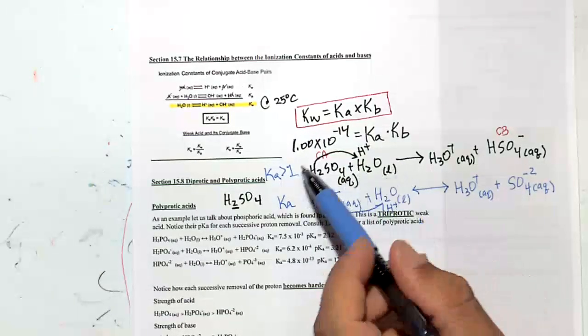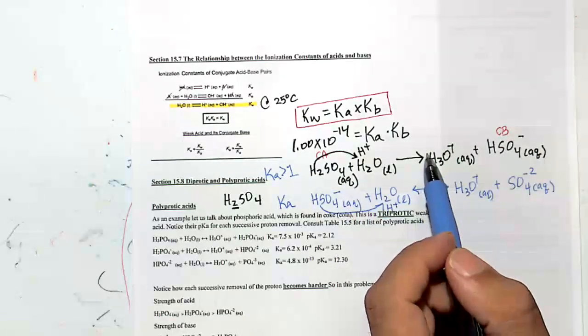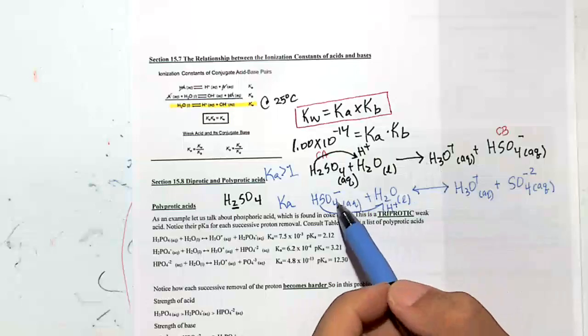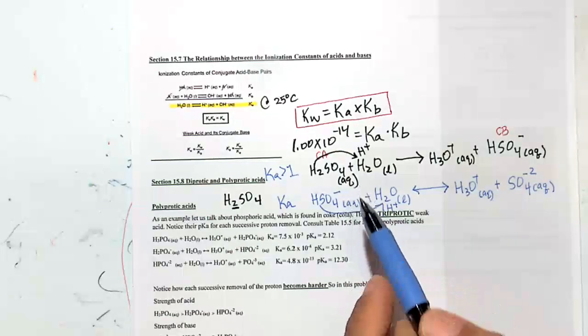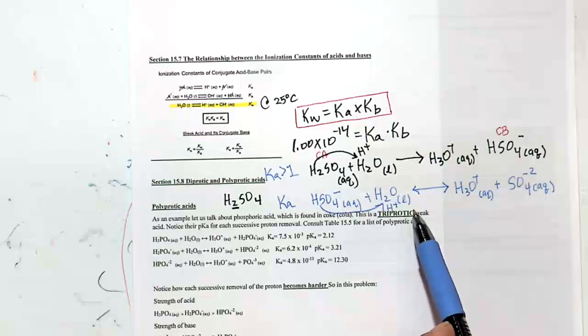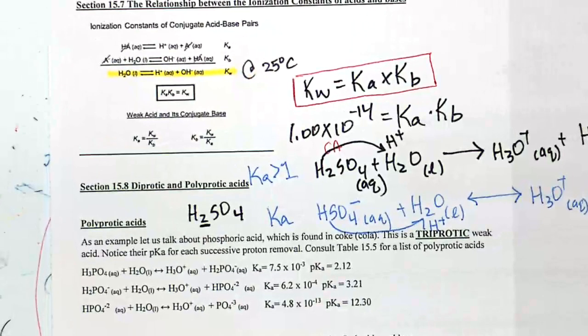But which one is stronger? Okay, it's always the first one that is stronger. Okay, the second one and the third one, not so strong. All right, so that's a polyprotic acid. In this case, actually, we call it diprotic. What does the di stand for? Okay, this can give 2 protons. Okay. Let's look at this here.